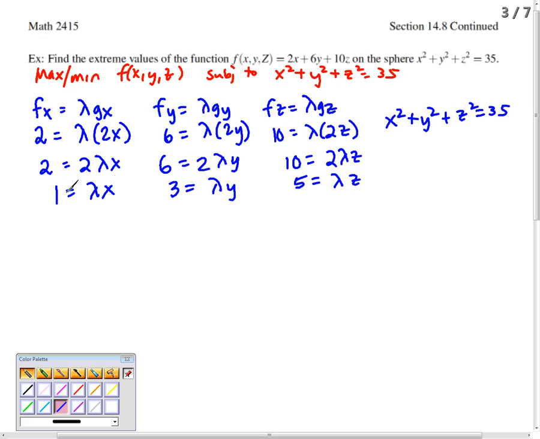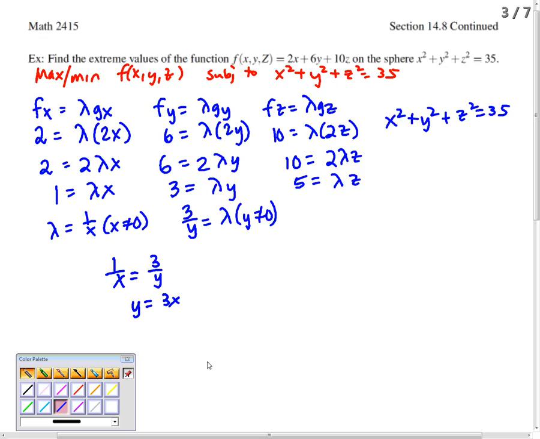Because I can solve x is 1 over lambda, but there's nowhere to put it. I guess I could do x is 1 over lambda, y is 3 over lambda, and plug into here. How do you want to do it? Solve for lambda? Okay. So lambda here is 1 over x, and we know that x can't be 0, right? And then 3 over y is lambda as long as y is not 0. Is that right? So 1 over x equals 3 over y. Y equals 3x.